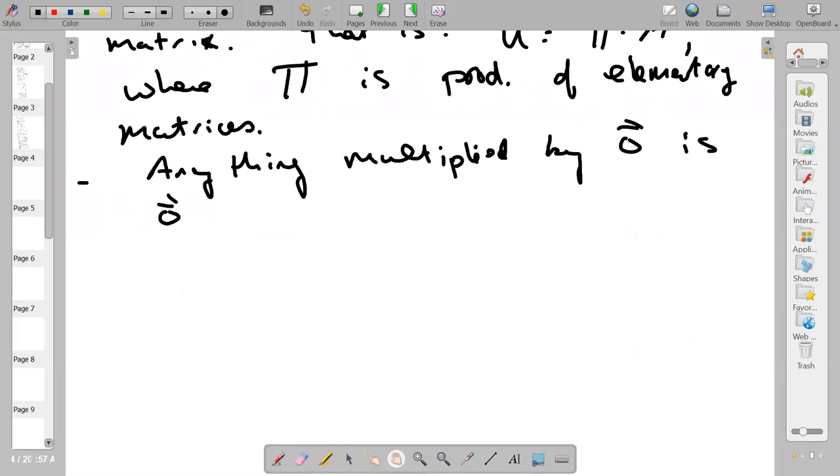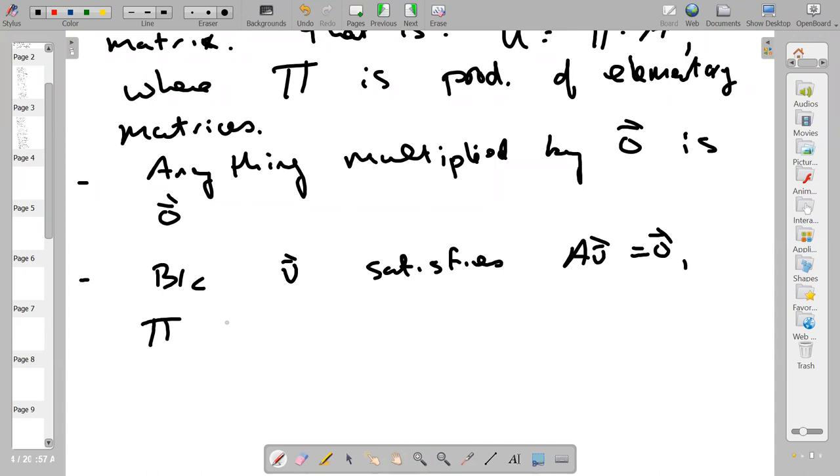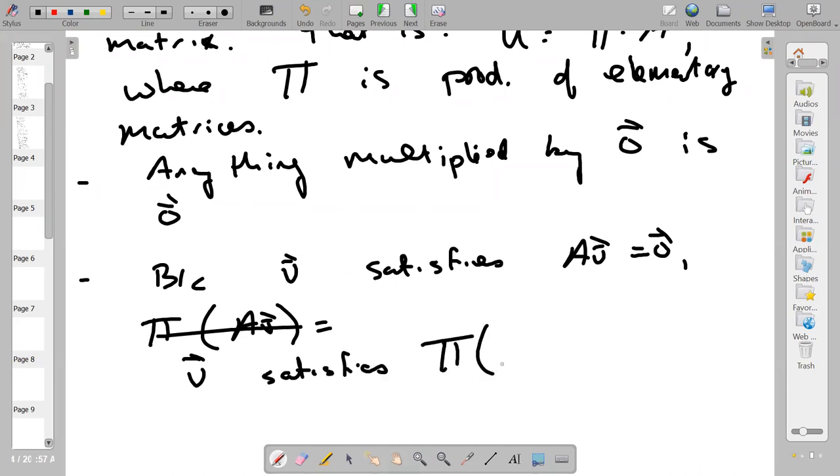And what I'm proposing to do is to create U by multiplying A on the left by a product of elementary matrices, just like on written assignment one. I think it's question four or five, maybe three, actually, where you write down a product pi of elementary matrices which row reduces a matrix. So in this example, to return to it briefly, because V satisfies AV equal to zero, pi times AV, V also satisfies, well, I guess I should write this as well, V satisfies pi AV equal to pi zero.